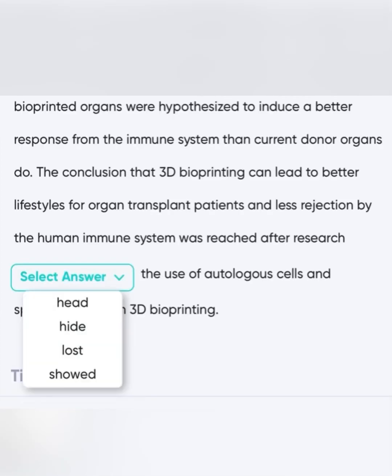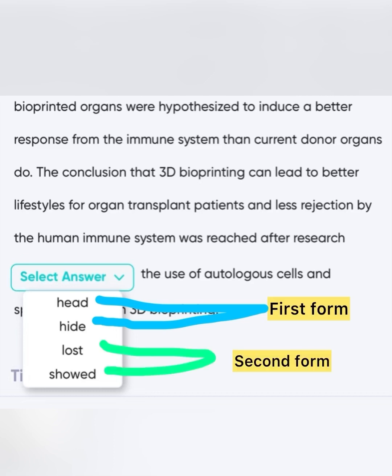Now let's talk about the options: had, hide, lost and showed. Now all these options are verbs, but two verbs are in first form and two verbs are in second form. So we have to see the grammar portion now. For that we will see the tense of the sentence. Now the tense of the sentence is past. How? The human immune system was reached. From was we come to know that it's the past tense.